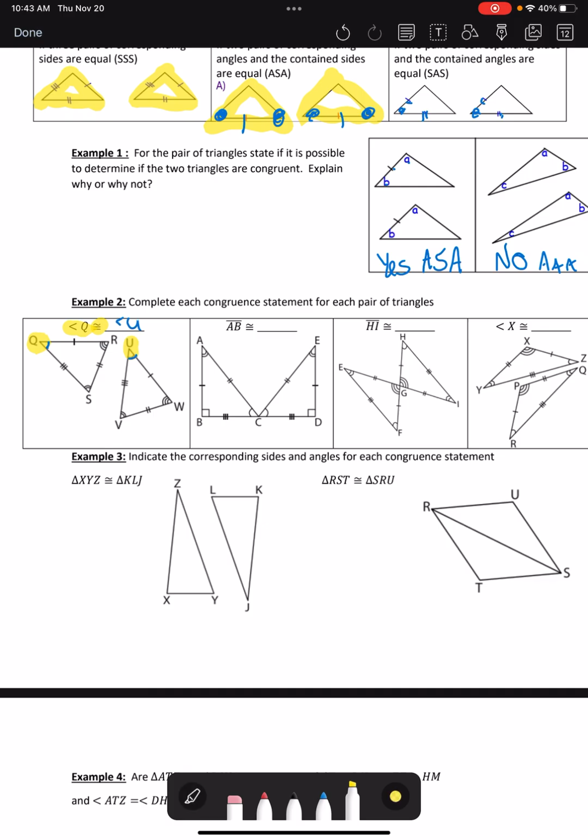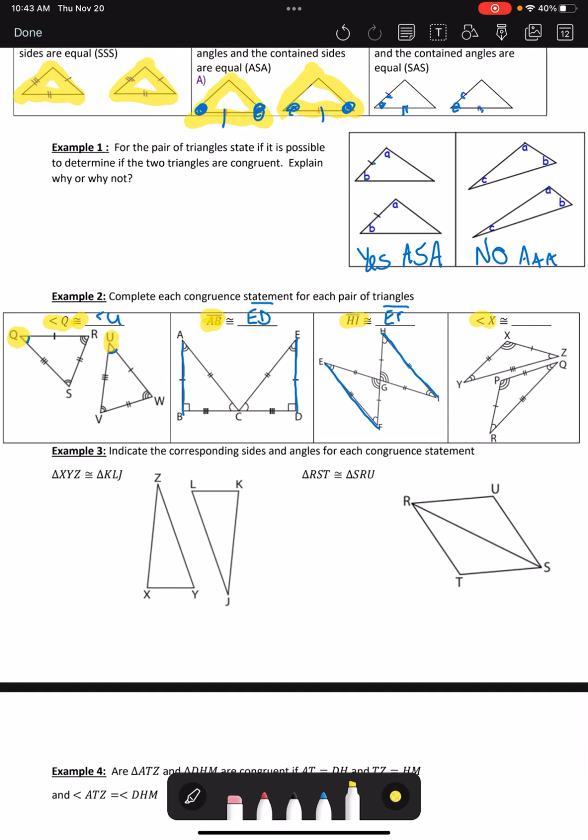Then we'll do the next one. So this means side AB. So that line over top means side AB. So side AB is going to be congruent with side ED. Those are going to be equal. Moving forward, side HI, so here's HI, is going to be congruent with EF. Those are equal. Oh, and I guess I should put the little line over top. And then lastly, angle X, there's angle X, do you see the 3 loops, is going to be congruent with angle P.